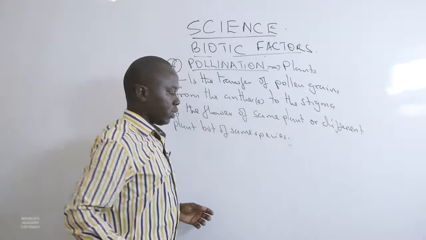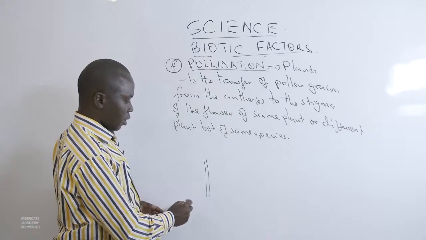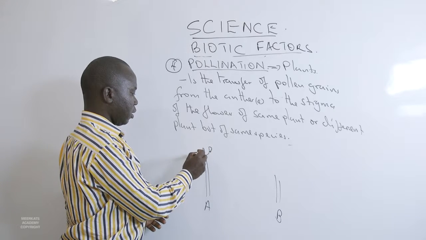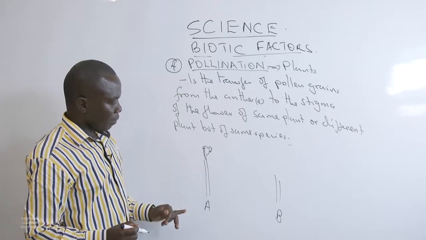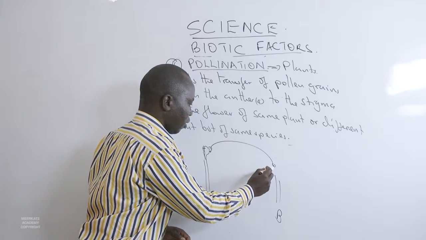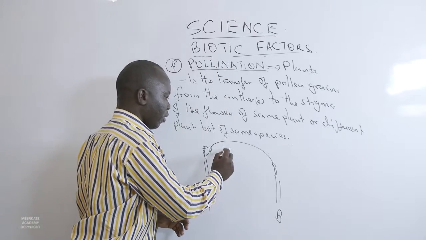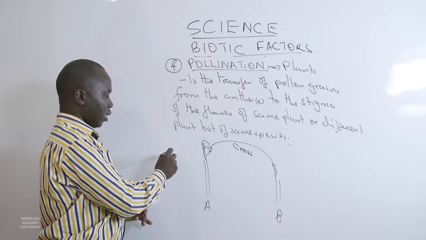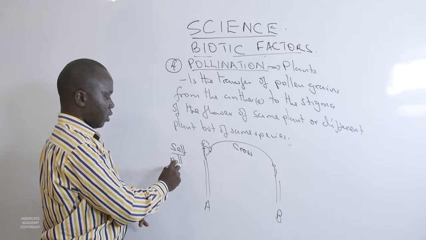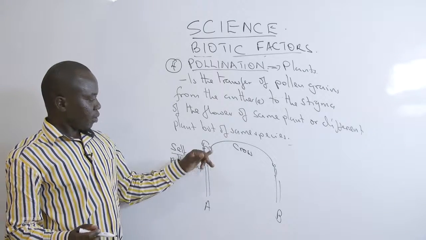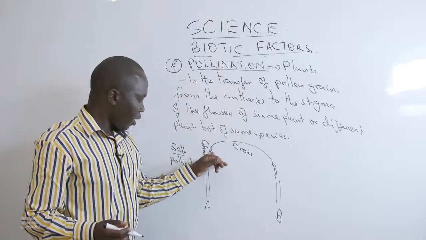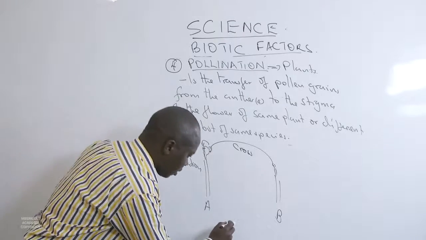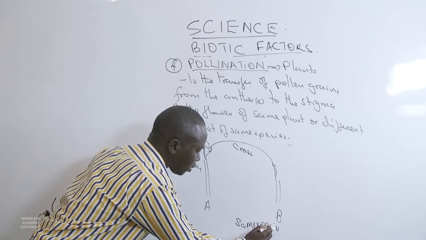If this is plant A and plant B, and we have a flower here releasing to the same flower, and then maybe from this to the stigma of a different flower. If it is to a different flower, this is cross-pollination. If it is within or on the same plant, we call that self-pollination: pollen grains from the anthers to the stigma on the same plant. If it goes to the stigma of a different plant of the same species, we call that cross-pollination.